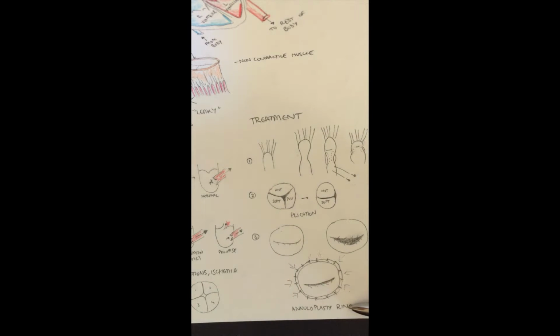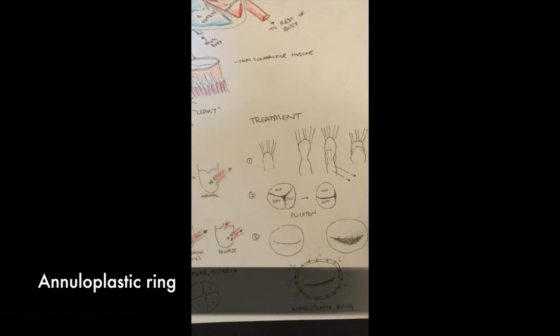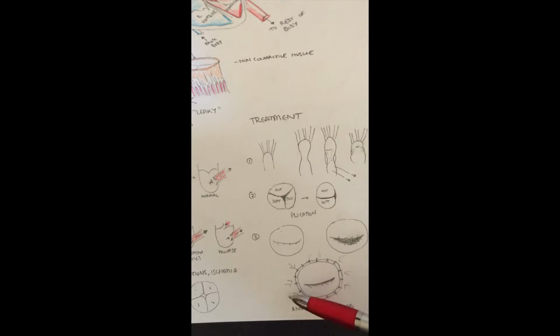So you do what's called an annuloplasty ring. And this ring sits directly over top of the valve, and it pulls the annulus of the valve all together and keeps it nice and close together, allowing this opening to be much less. So again, this is not a perfect fix, but it does allow for much less blood to be backflowing to the previous chamber.